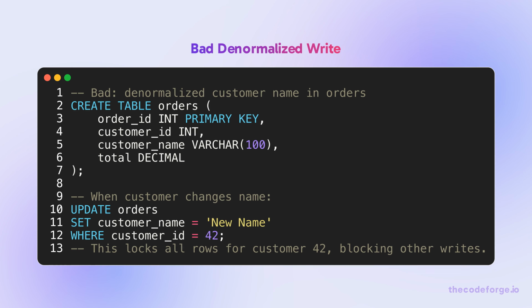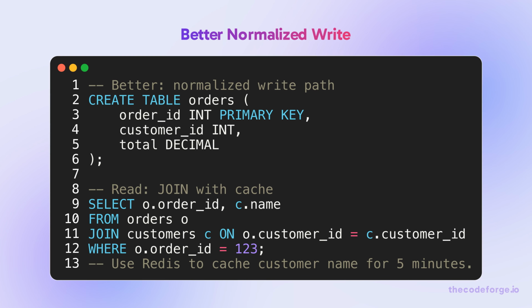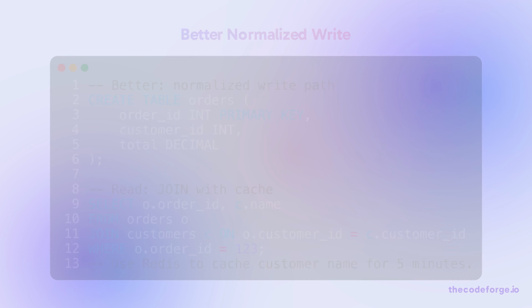The customer name is denormalized in the orders table. When the customer changes their name, you must update every order row for that customer, locking them all. This blocks other writes and can cause deadlocks. The better approach is to keep the write path normalized. Store only the customer ID in orders. For reads, join with the customers table and cache the result in Redis. This avoids write amplification and keeps updates fast.